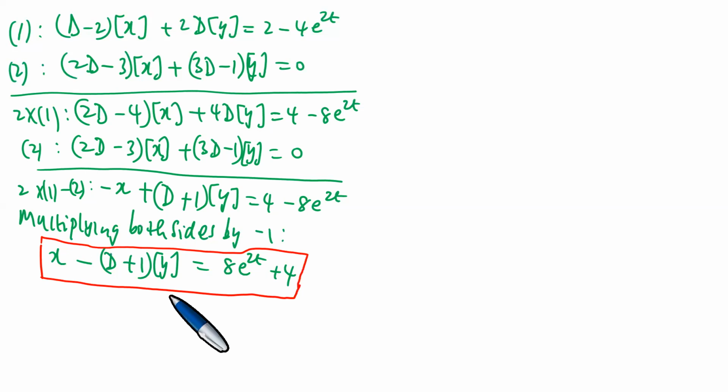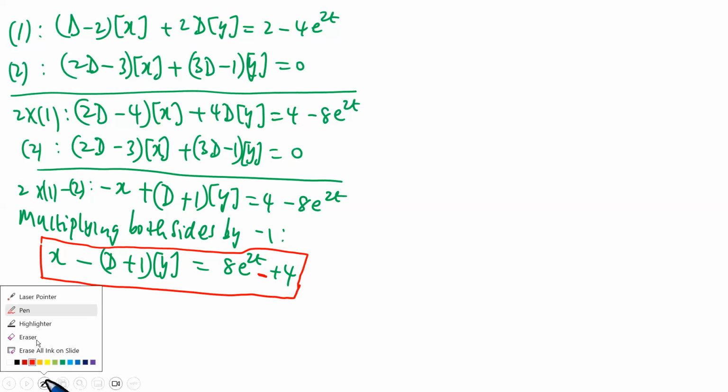And then after we got this achievement, we are very close. Why? Because there's this equation that we're supposed to get, x minus (d plus 1) y equals 8 minus that. The 4 is negative because you multiply it by negative 1. So the 8 is positive and the 4 is negative, right? That's what you need to say.